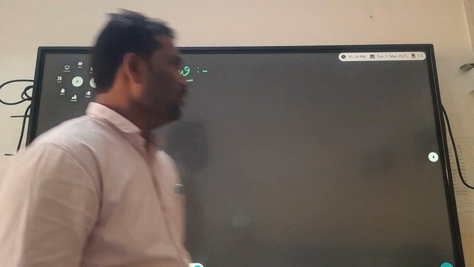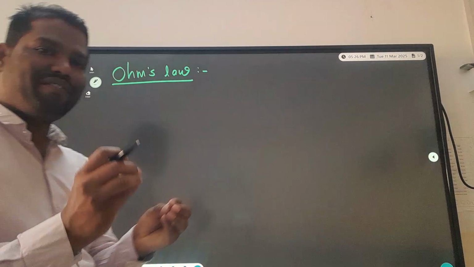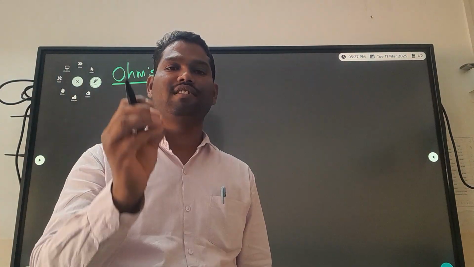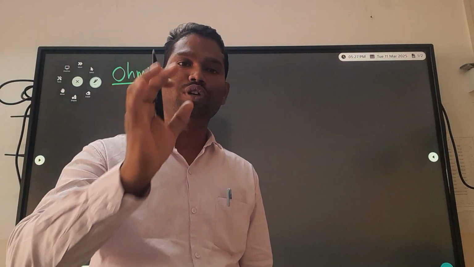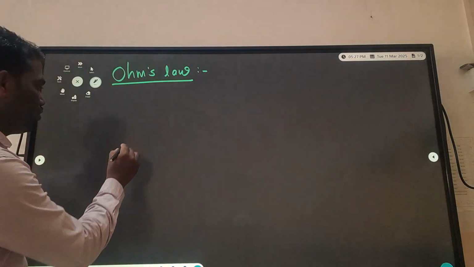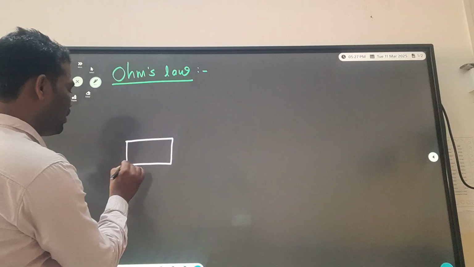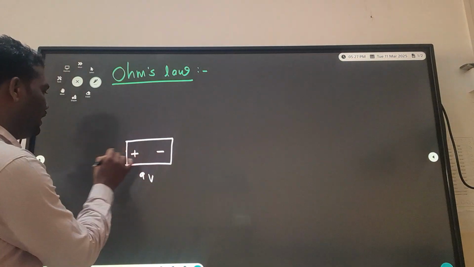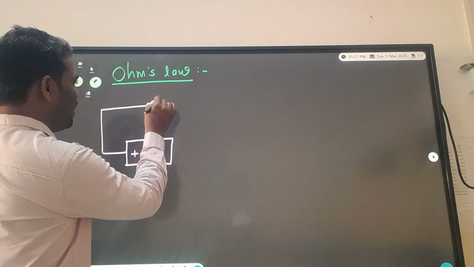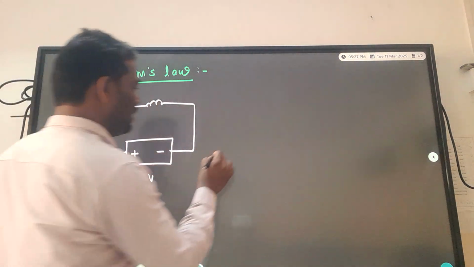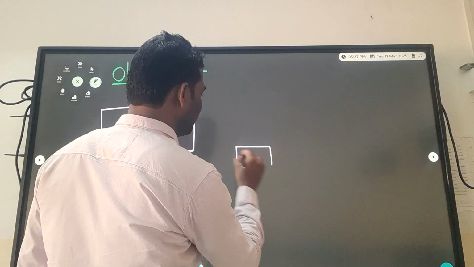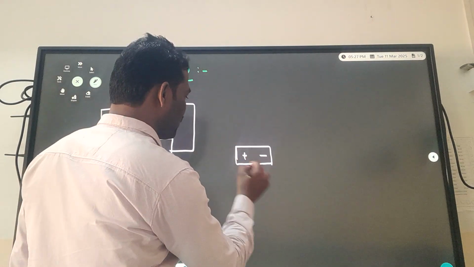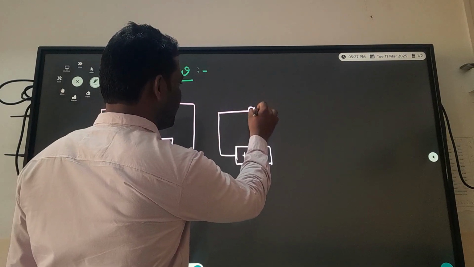So let's begin. Ohm's law was invented by the scientist George Simon Ohm, who did one experiment with two different batteries. Suppose we have one battery with a potential difference of 9 volt, connected to an electric bulb. Another battery, let us consider 6 volt, is connected to another electric bulb.